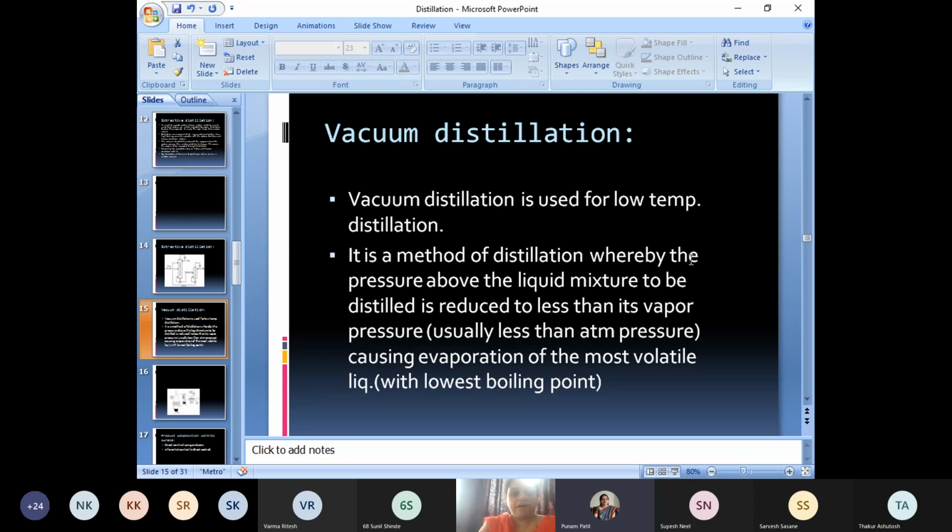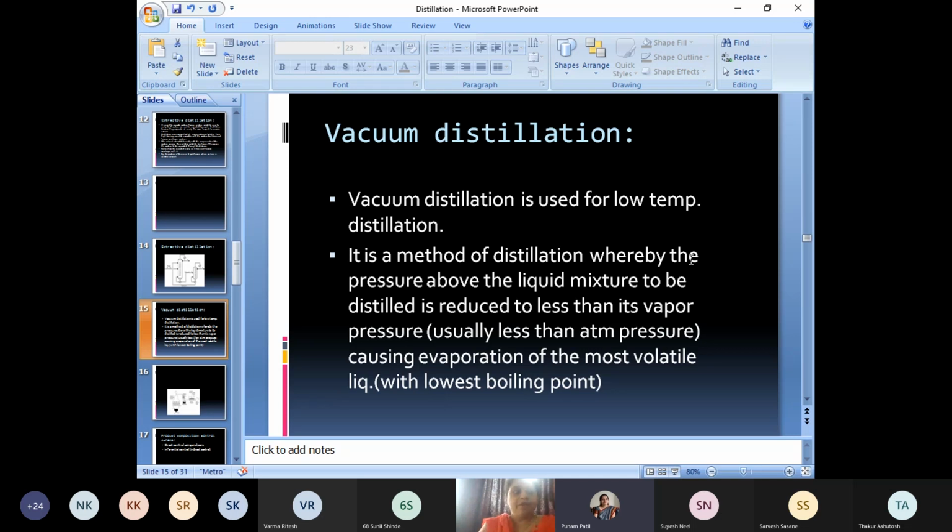डिस्टिलेशन किस पे डिपेंड है? सेपरेशन का प्रिंसिपल क्या है? वोलेटिलिटी ऑफ द कंपोनेंट. वोलेटिलिटी किस पे डिपेंड है? बॉइलिंग पॉइंट ऑफ दैट कंपोनेंट. बट फॉर सम एप्लीकेशंस you cannot increase the temperature till the boiling point.